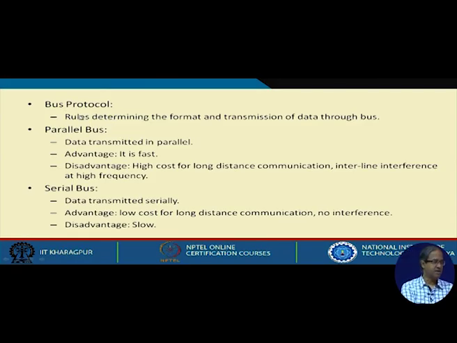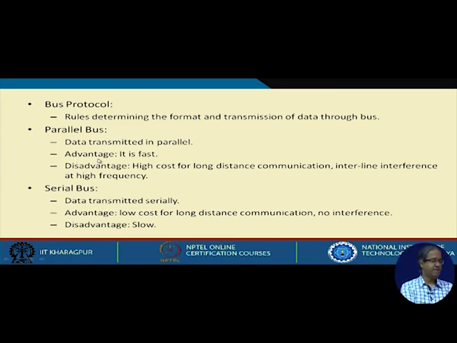Bus protocol essentially constitutes the rules that determine the format and transmission of data through the bus. Now, the bus can be either parallel or serial. For a parallel bus, the idea is that data are transmitted in parallel, meaning I can have 8 or 16 or 32 parallel lines in the bus through which data can be transmitted, multiple bits per cycle. This is what is meant by parallel. The advantage here is obvious, because there are so many lines with which data can flow, it is fast.